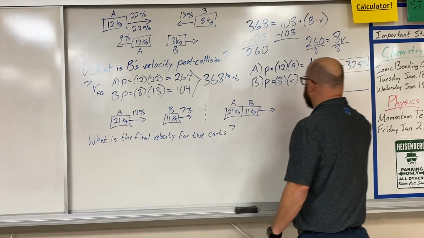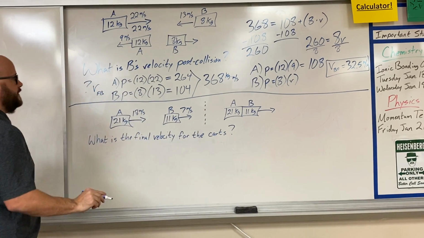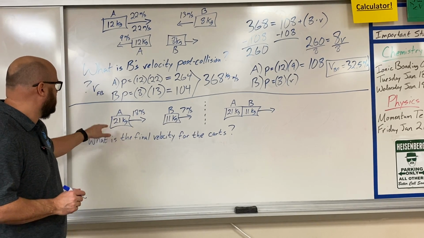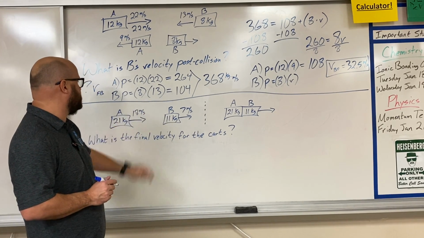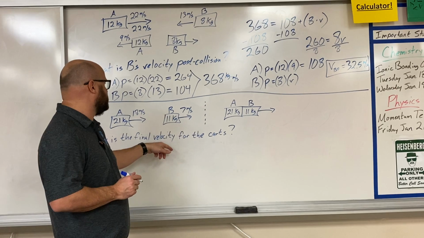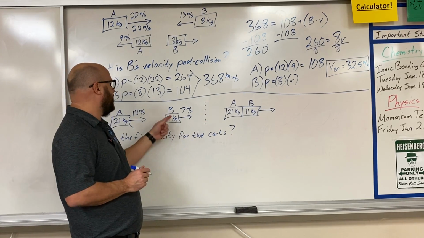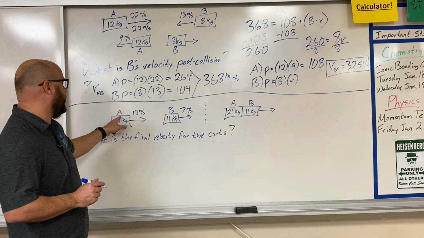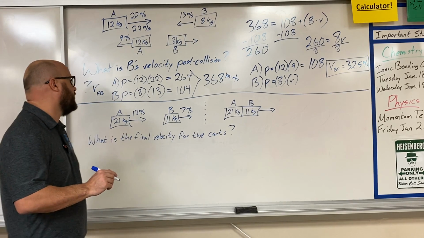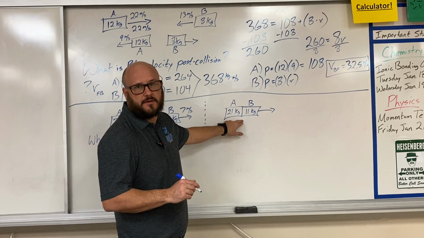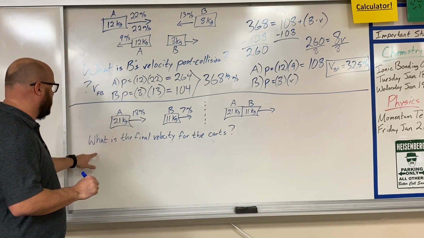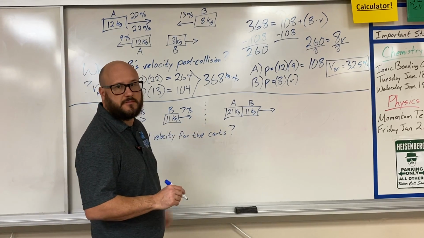Let's look at the second example, and let me draw a line so we don't get confused. The second example, we have cart A weighing in at 21 kilograms, moving to the right at 18 meters per second. Cart B weighing in at 11 kilograms, moving to the right as well at 7 meters per second. Now, cart A is moving a lot faster than B, so cart A is going to catch cart B eventually. And what happens is they stick together and they keep moving to the right. So the question says, what is the final velocity for the carts?